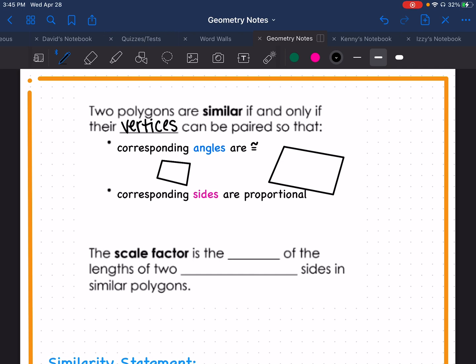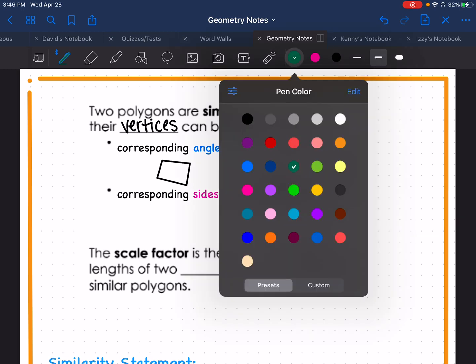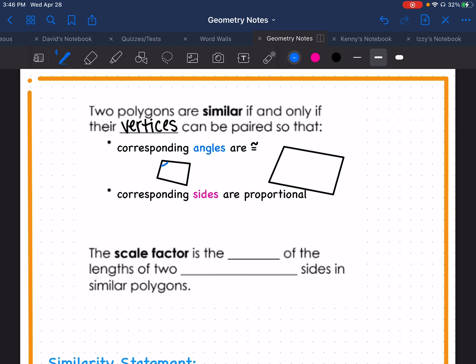Now it says if I know that, let me grab my blue, this angle and this angle are the same. That angle and that angle are the same. This one and this one. And then this one and this one. Then they can be similar, but also their corresponding sides must be proportional.